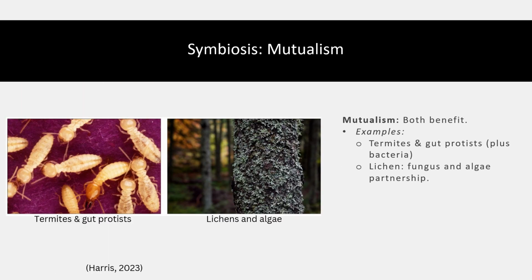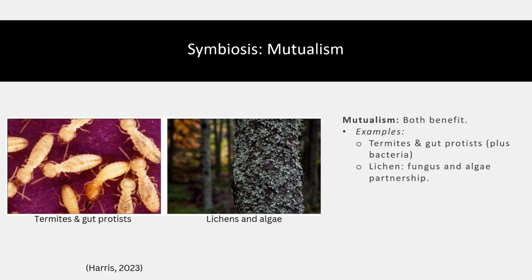With mutualism, both species benefit. So one example we see is in termites. They have microbes in their digestive system that allow them to digest cellulose. So the termites provide the habitat and the food, but the microbe helps them break that food down so they can use it.